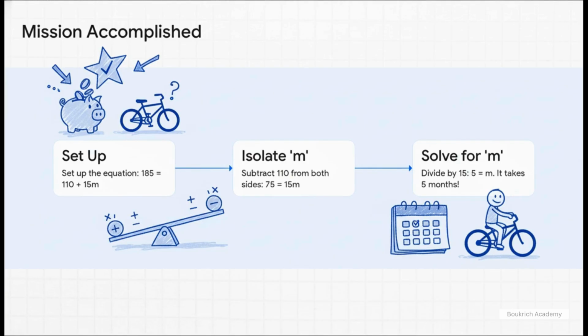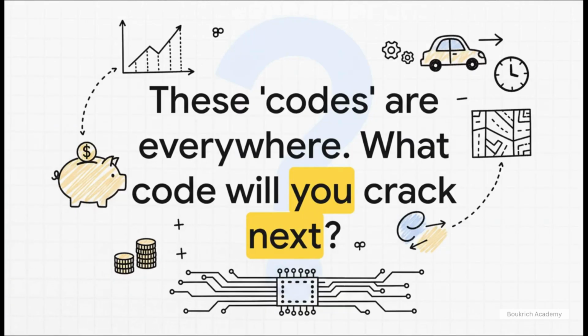Mission accomplished. So, you see, these aren't just numbers on a page. Linear relations are codes that model the world all around us. They help us plan budgets, they predict travel time, and so much more. You've learned how to read them, how to use them, and even how to reverse them. So the only question left is, what code will you crack next?